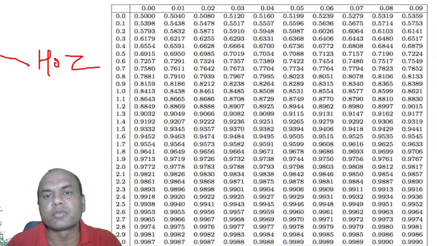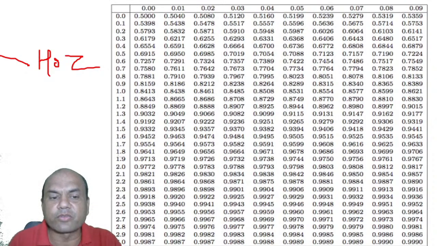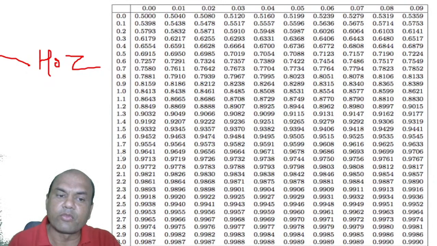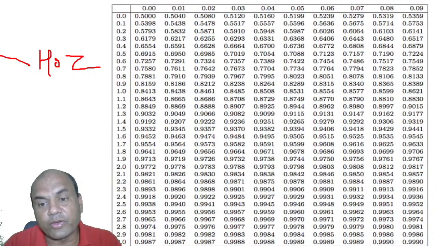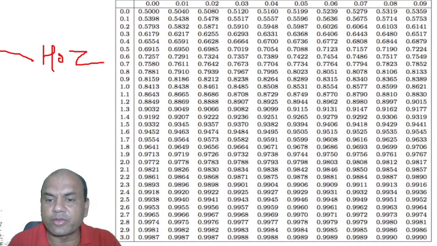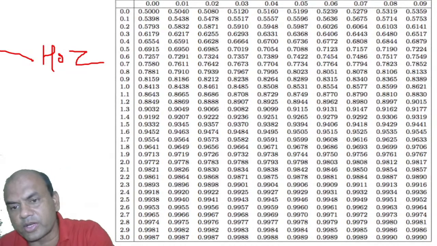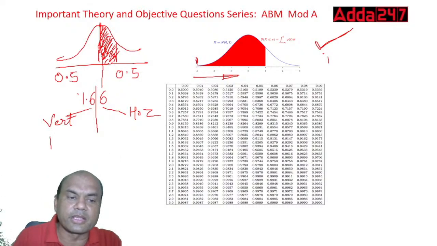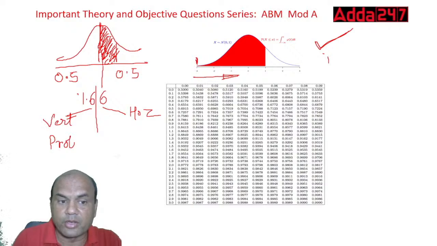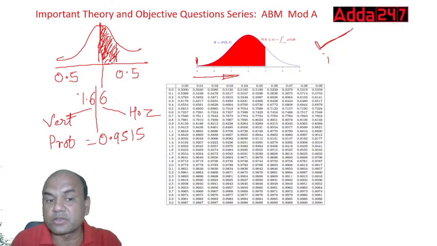Those who have not heard, kindly give me the answer for 1.6 and 0.6 in the comment section. It is 0.9515. Got it? So my probability here is 0.9515, but this is not your answer.